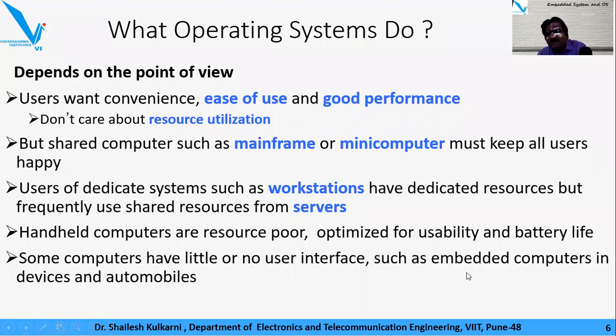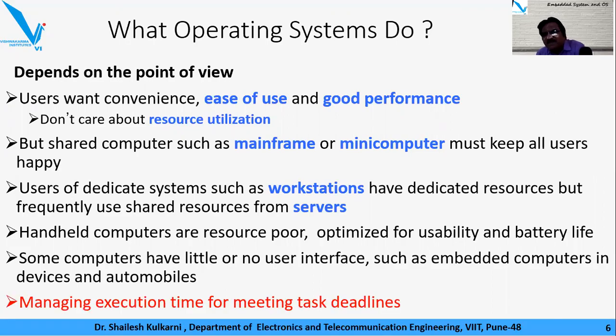Okay. There is one more example that you can see, for computers with little or no user interface, such as embedded computers in devices or automobiles. I just made it in red because our concern, as I told you, to understand the operating system is towards embedded applications. From our point of view, the operating system that manages the execution time in order to meet the task deadline would be more of a concern to us rather than offering throughput, or maybe battery management. We will appreciate those definitely.